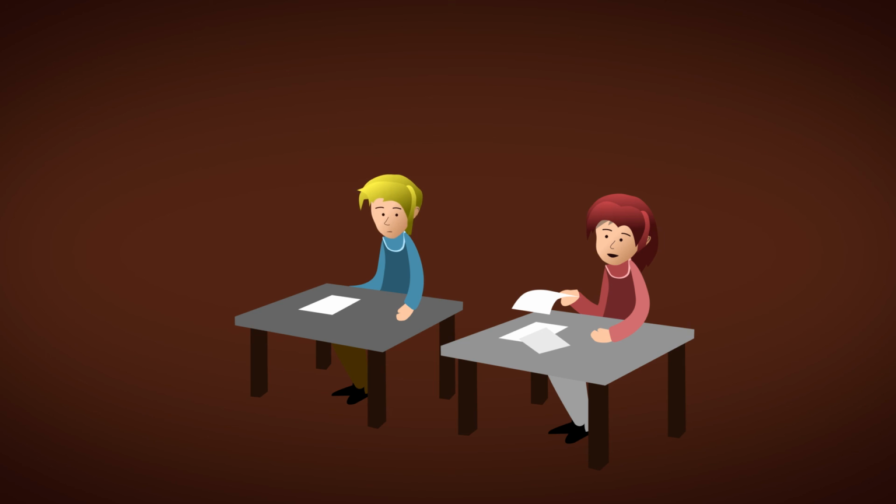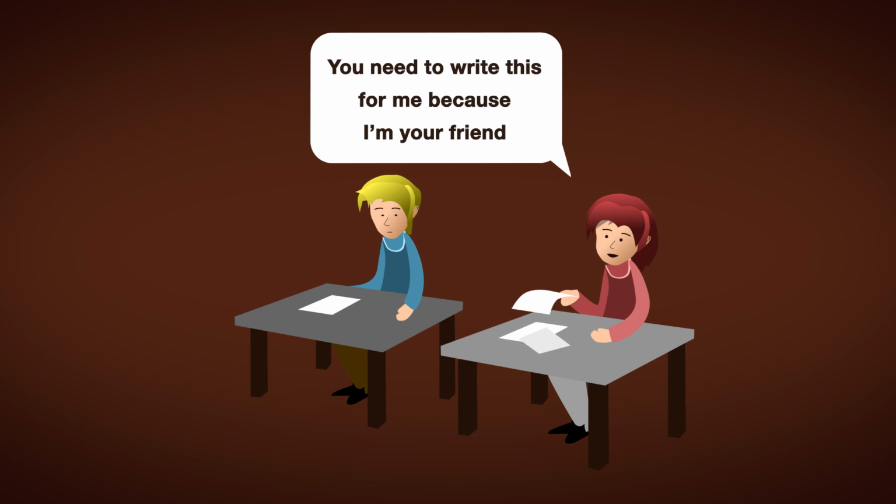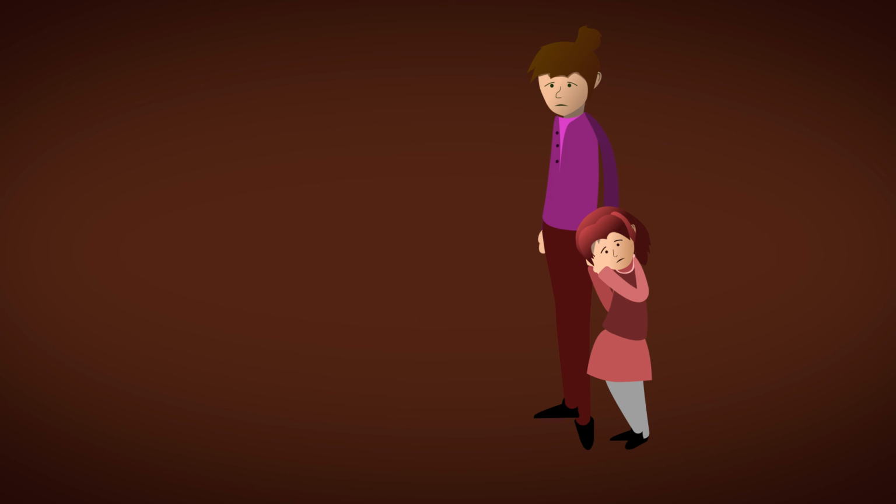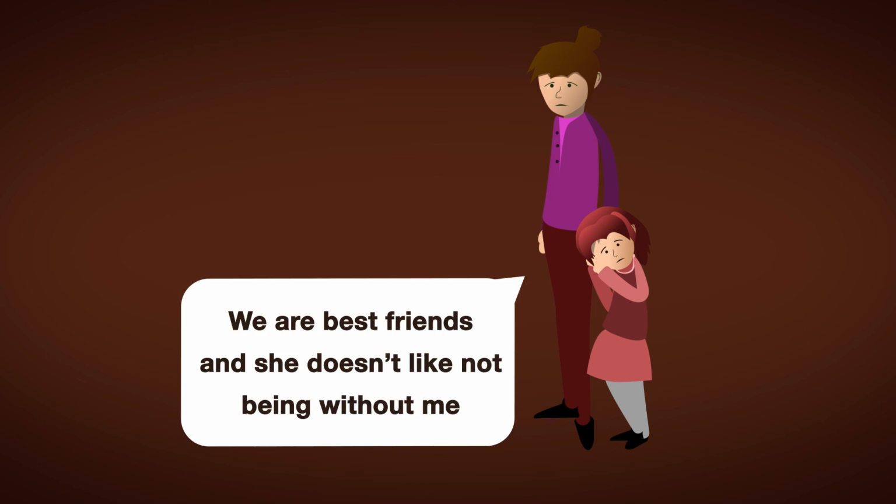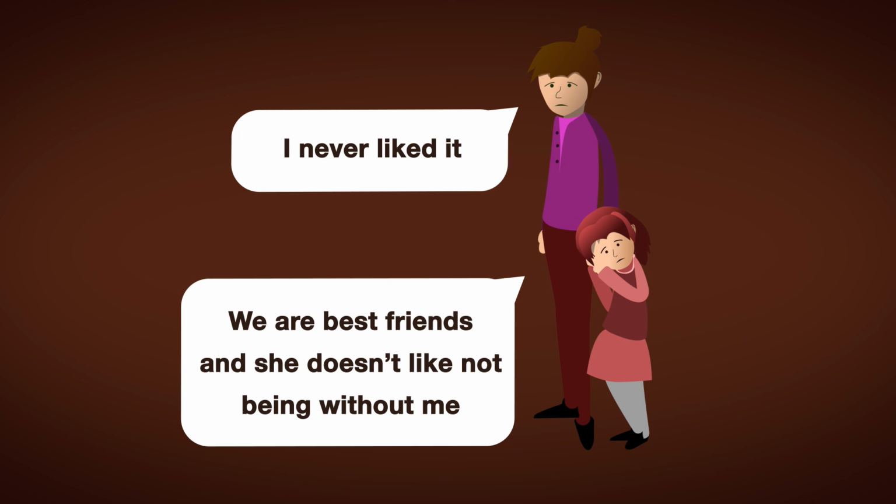Macy Lee was overheard to say to her desk mate, "You need to write this for me because I'm your friend," which her desk mate agreed to do. When discussed with Mum, Leah, she just says, "We are best friends and she doesn't like not being without me." Mum reports she too struggled at school and stated, "I never liked it."